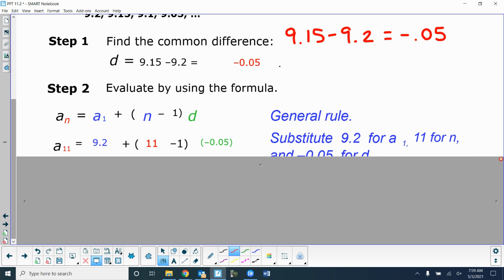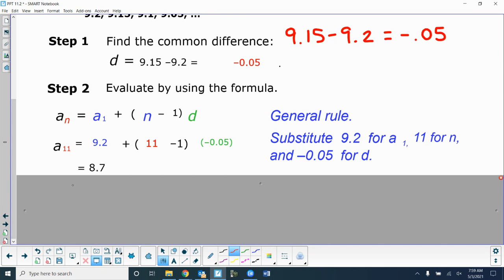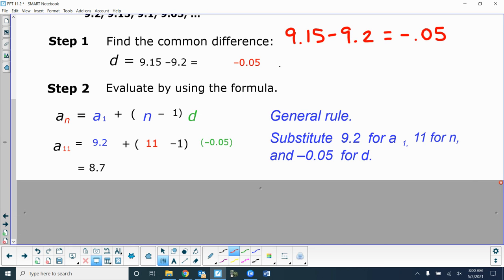Yeah. All right, so again, do what's in parentheses first. That's 10 times negative 0.05 is negative 0.5, I believe. So 9.2 minus 0.5 is 8.7. All right, we getting the idea? Okay, so that's the first type. Any questions?